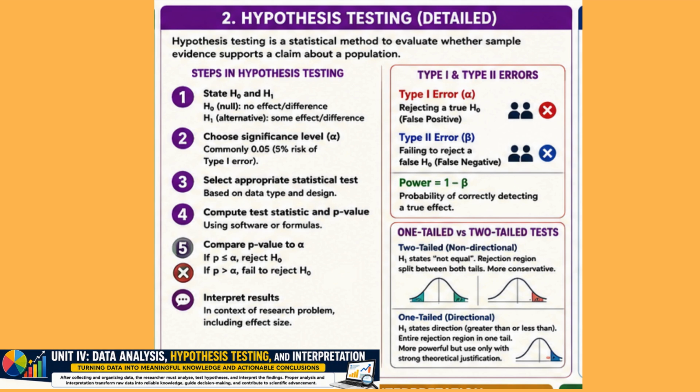In addition to statistical significance, researchers should report effect size. Effect size measures the magnitude or practical importance of a result, independent of sample size. Common measures include Cohen's d, eta squared (η²), and correlation coefficient r. Reporting effect size helps readers understand whether a statistically significant result is also meaningful in real-world contexts.